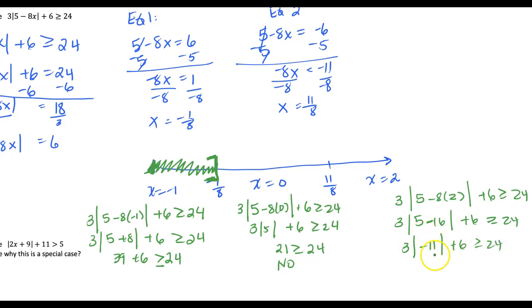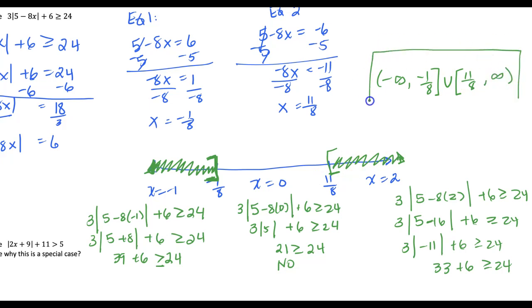But then taking the absolute value of negative 11 is positive 11, times 3 is 33, and 33 plus 6 is definitely more than 24, so we'll have this region to the right shaded also. And again, including the 11/8. So our final answer in interval notation would be negative infinity to negative 1/8, including negative 1/8, and then picking up again at 11/8 and going to infinity.